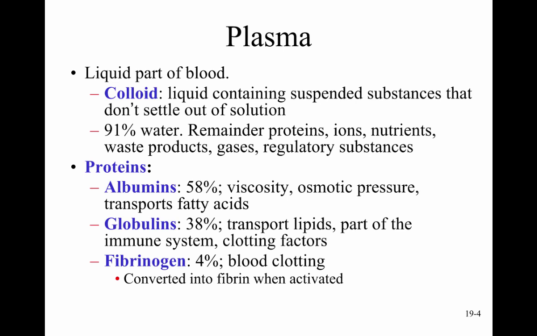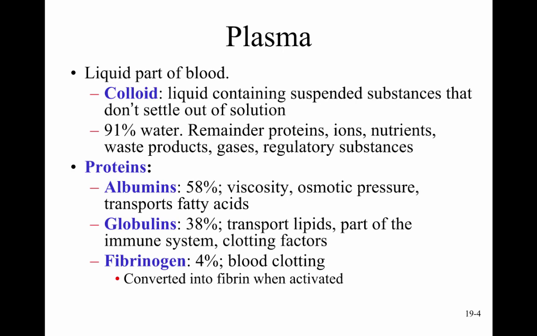91% of that plasma is water, and then the rest of it is proteins, ions, nutrients, waste products, gases, and regulatory substances like hormones. So there are 3 types of proteins. Albumins contribute to the viscosity. Viscosity is the rate of flow, so the thickness of blood. Albumins also help regulate the osmotic pressure and transport fatty acids. Globulins transport lipids. They also are part of the immune system. They make up the antibodies that are floating around in your blood.